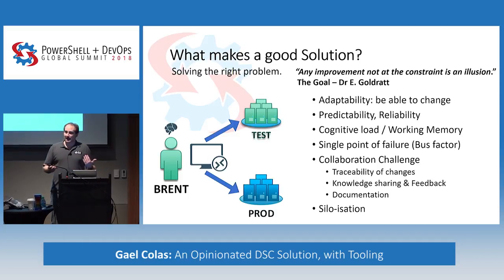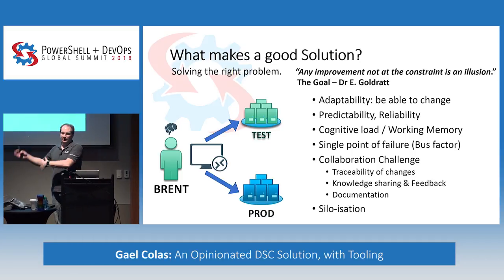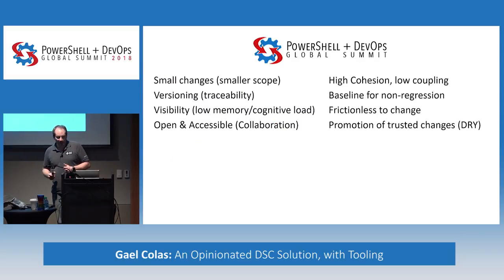And it's a collaboration challenge because no one can help him, because no one can just look into his brain and find out the information. And it's very hard for traceability, seeing what changes he does, because he RDPs to the box. Knowledge sharing is hard, and getting feedback is hard because test is not exactly the same as prod. And you create silos because he's an expert in some areas, but no one else can even understand what he does, so people focus on another area, and then you create silos where you have different work centers. And that's really hard because then he needs to write documentation, but he's too busy.